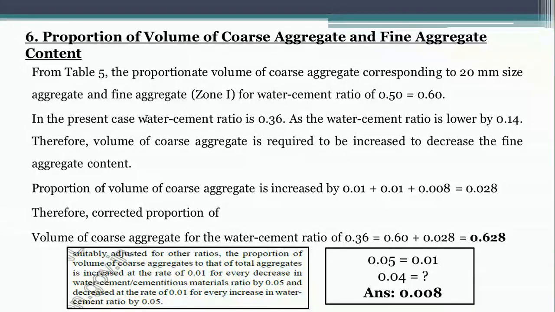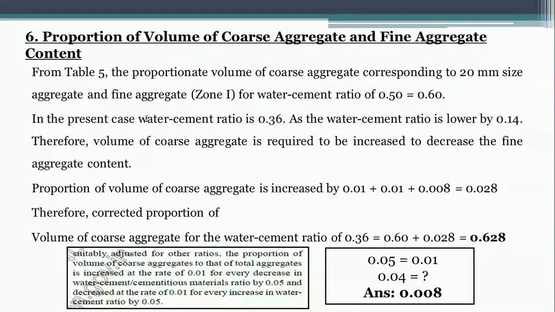So for 0.05 it has to increase by 0.01. For 0.05 one more time we have to increase by 0.01, plus the remaining 0.04. I have given a calculation at the bottom. For 0.05 it has to increase by 0.01, so similarly for 0.04 the answer is 0.008. So the volume of coarse aggregate has to be increased by 0.008. If you add these, we'll get 0.028.